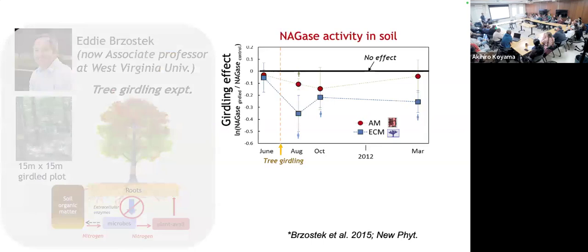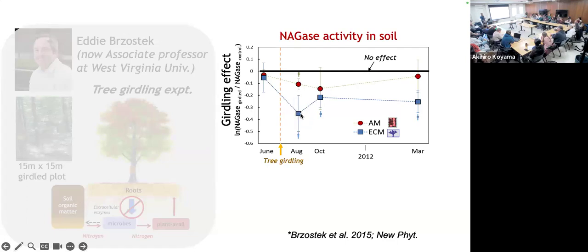So let me walk you through this figure. It just takes a minute. On the y-axis, this is the girdling effect. The girdling effect means we're measuring that NAGase enzyme activity, that organic nitrogen cycling proxy. We're looking at the girdle plots divided by the control plots. So anything that's above the 0 line means that the enzymes went up in the soil in the girdle plots relative to the control. Obviously, as you can see, all of the plots are below, meaning NAGase activity went down. And so when we shut off the amount of carbon going below ground, we basically shut down the cycling of this organic N pathway, this NAGase activity in soil.